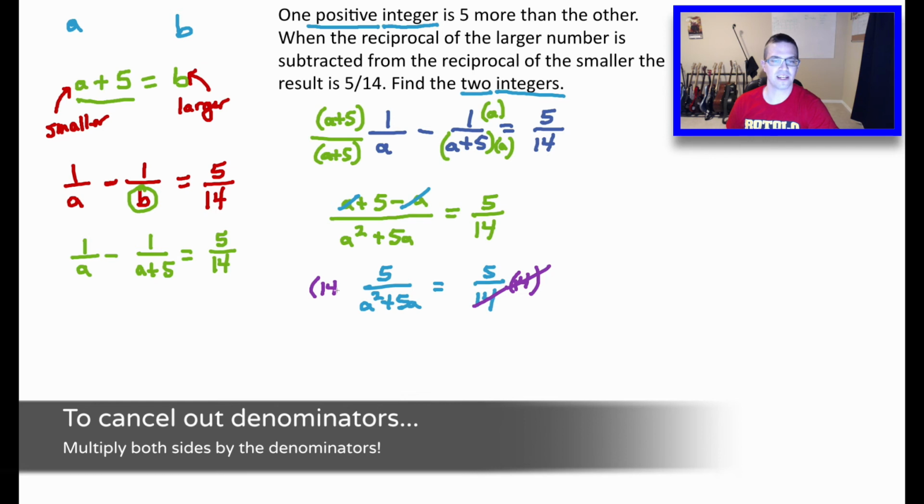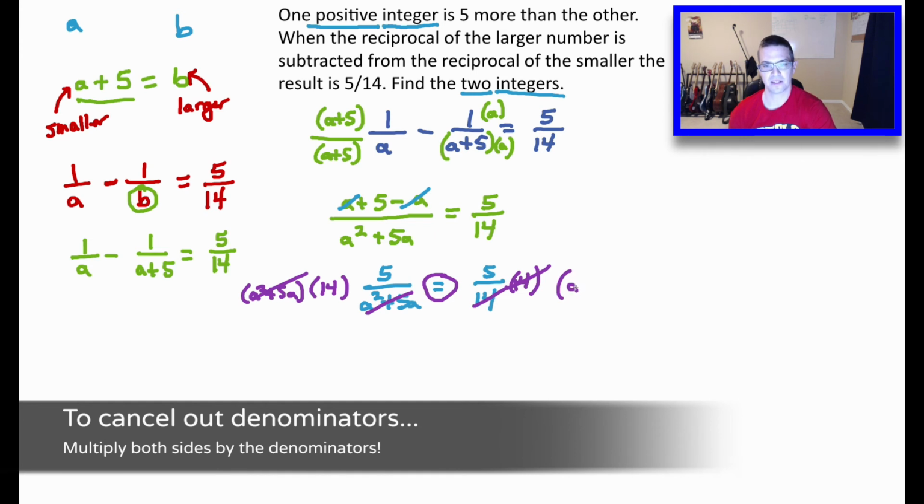But what you do to one side, you equally have to do to the other because of this equal sign right here. So I have to multiply this side by 14. Okay, now if you notice, this denominator is gone, but we still have this a squared plus 5a. So what I'm going to do is multiply both sides by a squared plus 5a. So now that's going to cancel.